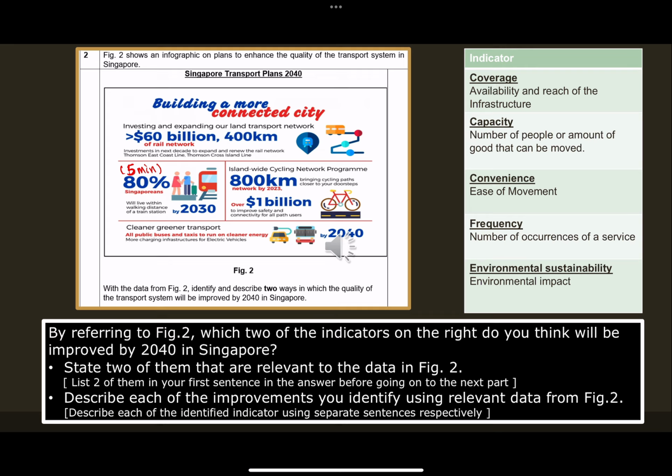What are 2 of the data that are relevant to what you have learned about what is represented in figure 2? Do you think coverage is relevant? Is there anything in the figure that talks about the availability and the reach of the infrastructure by commuters and passengers? Is there anything in the figure that tells you about an improvement in terms of coverage by way of distance, by way of a new rail network, or new train rail lines?